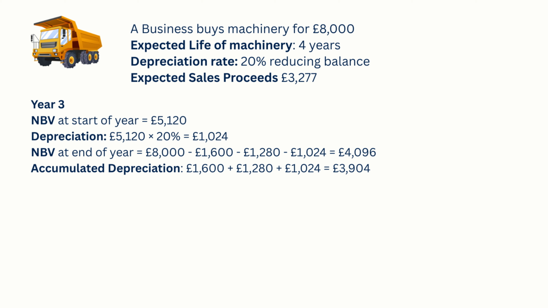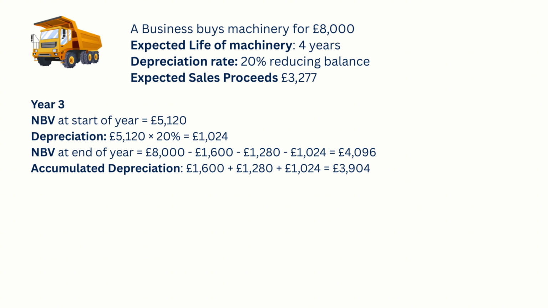In year 3, NBV at start is £5,120. Depreciation is calculated £5,120 multiplied by 20% equals £1,024. Each year, the depreciation gets smaller because it is based on a smaller value.